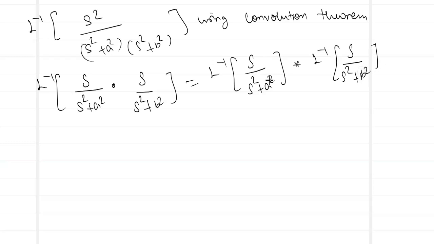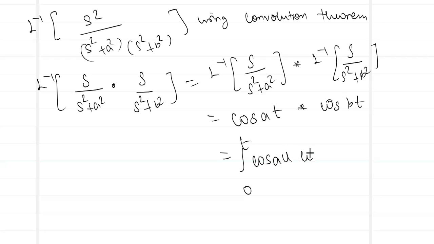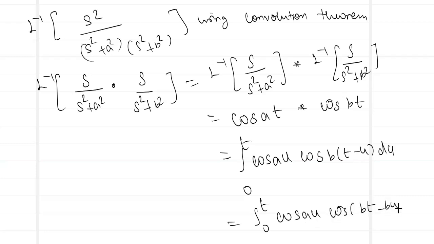Now since we have s in the numerator, the Laplace inverse is going to be cos at convolution cos bt. Now apply the convolution theorem to it. Integral from 0 to t of cos au, and this is going to be cos b times (t minus u) du. Hence we have it as the integral from 0 to t of cos au cos (bt minus bu) du.